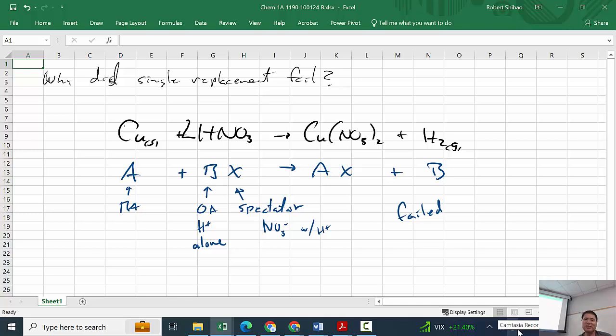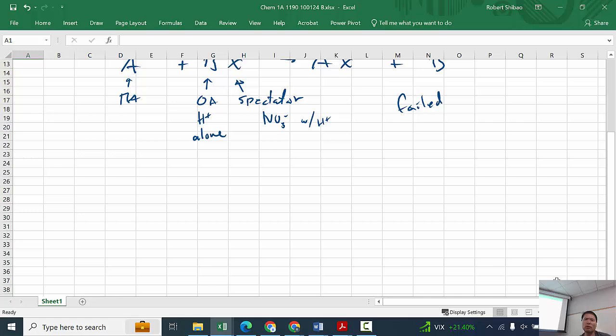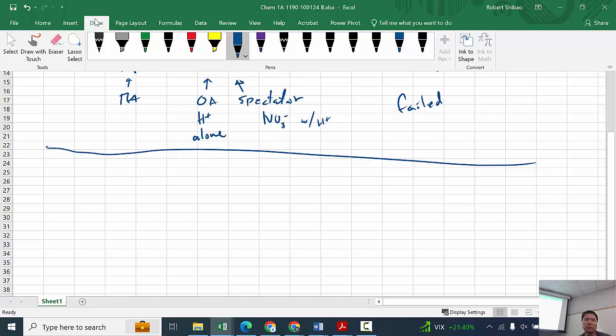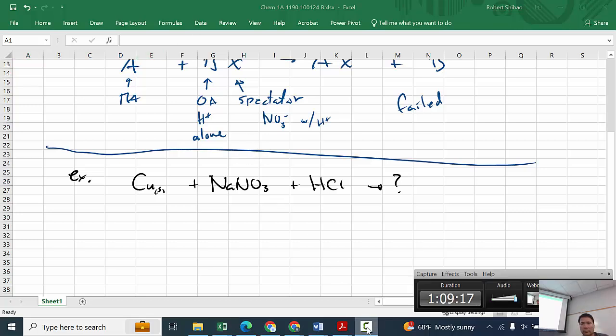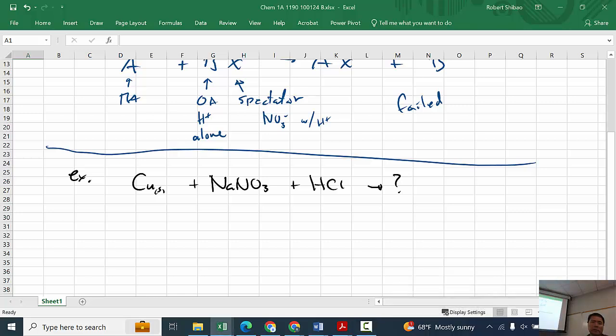There are other reasons we don't use single replacement sometimes. So there are more failures of single replacement. But there are other reasons we don't use single replacement. Why don't you try this example here? Use the chart method.